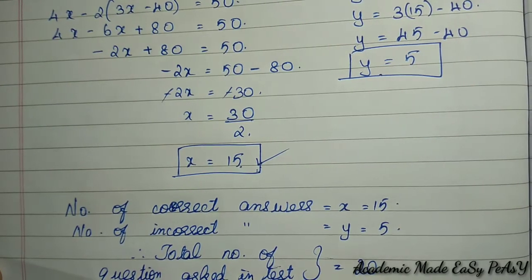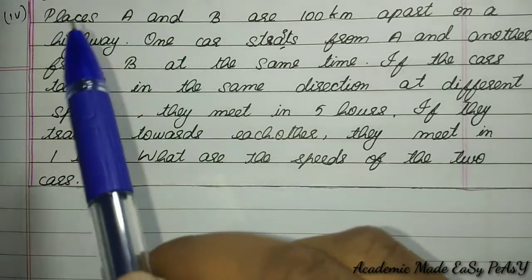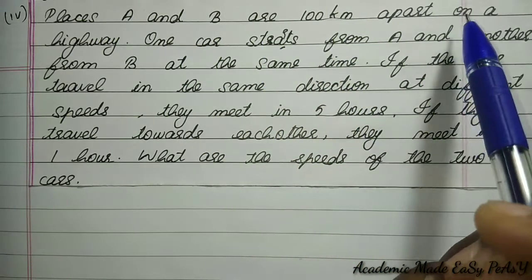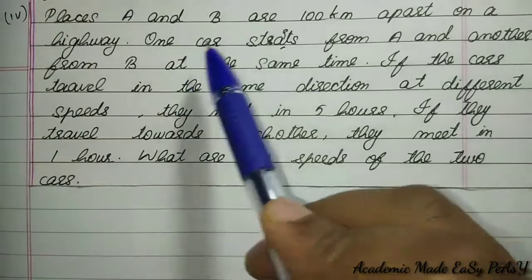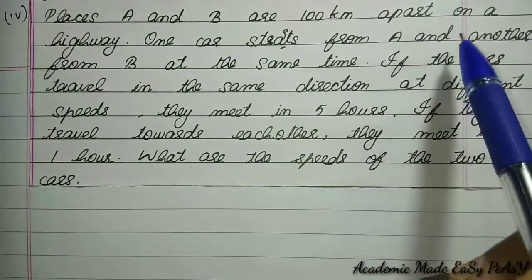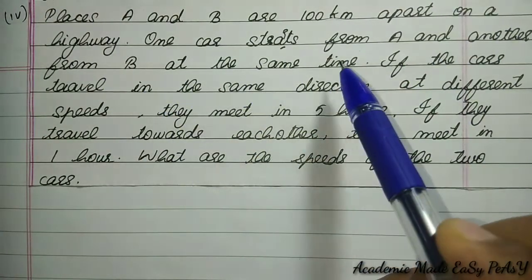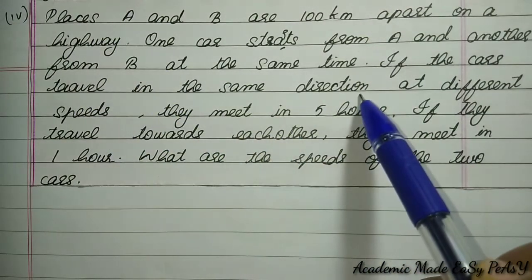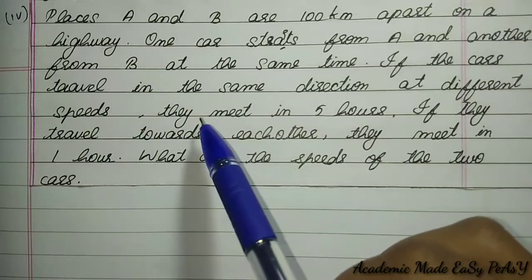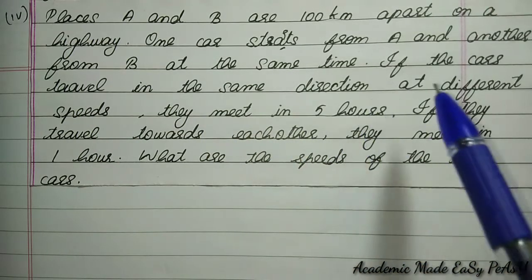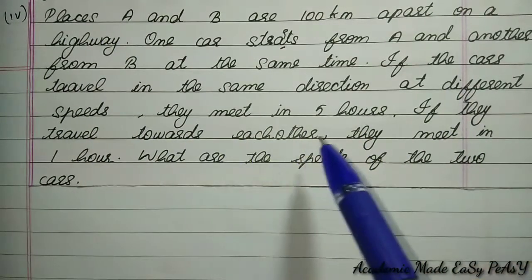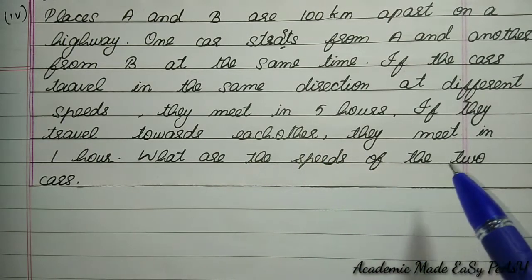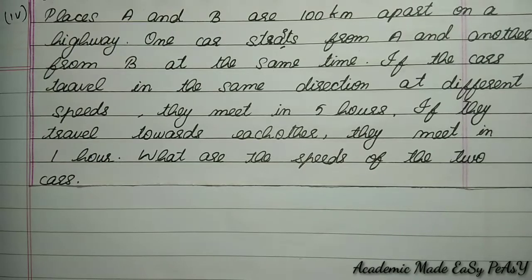That's it. Subdivision 4. Places A and B are 100 km apart on a highway. One car starts from A and another from B at the same time. If the cars travel in the same direction at different speeds, they meet in 5 hours. If they travel towards each other, they meet in 1 hour. What are the speeds of the two cars?